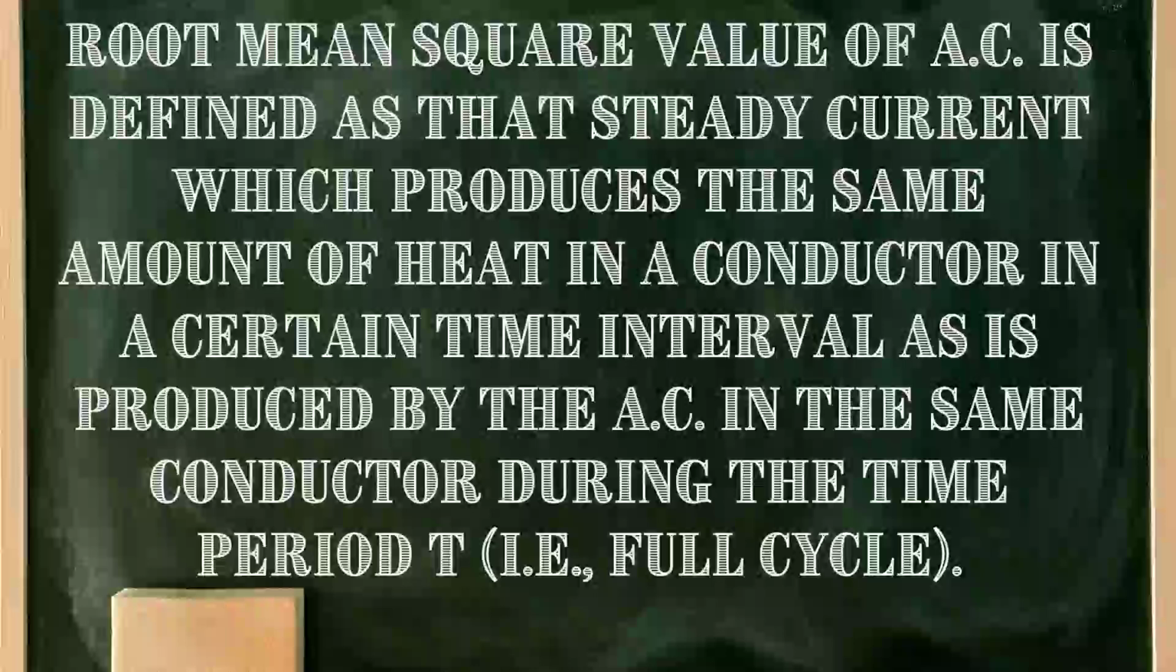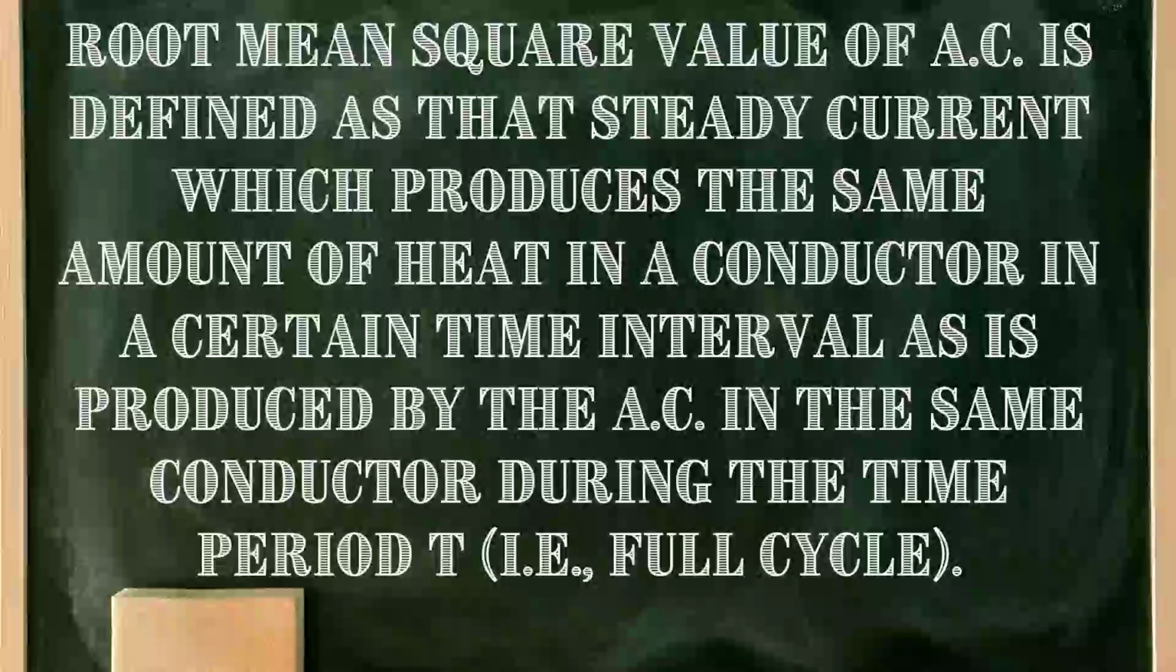The next topic is the root mean square value, also called the effective value of alternating current. It is that steady current which produces the same amount of heat in a conductor in a certain time interval as is produced by AC in the same conductor during the full cycle of time, that is capital T.